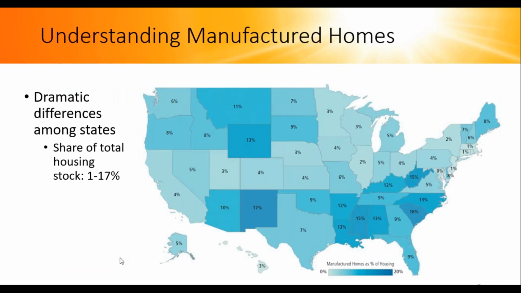First, here's information from the U.S. Census about all the manufactured homes across the country and what share of the housing stock they are. And in this and in all of our results, our most significant conclusion is that there are dramatic differences among states. If you look here, the percentages in the share of the housing stock go from 1% up to 17% in the case of New Mexico.